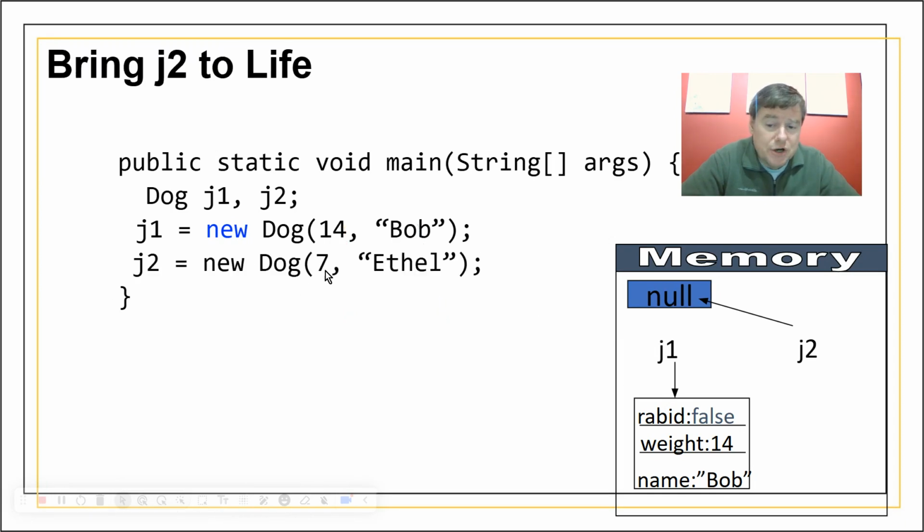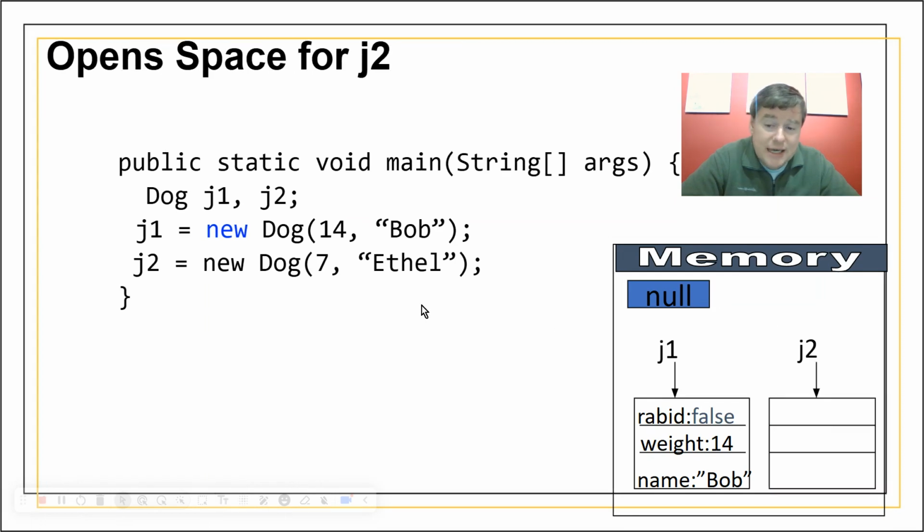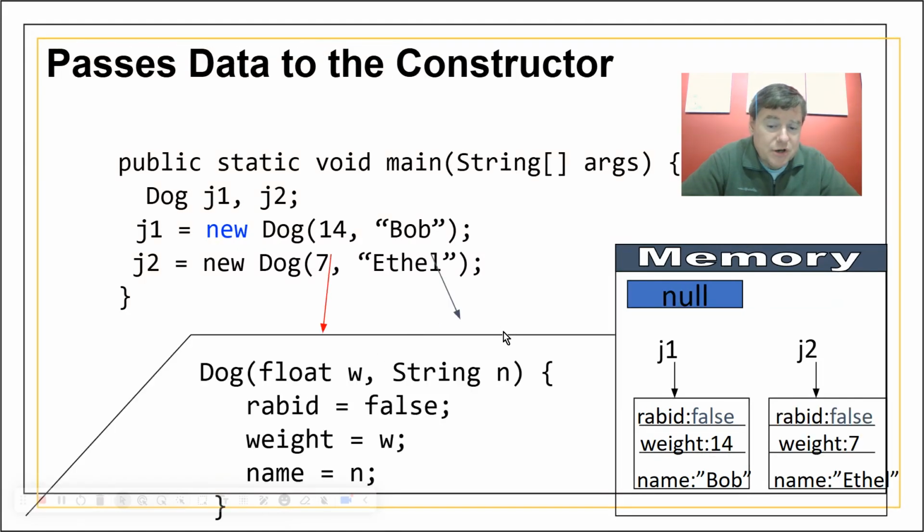J2 equals new dog, and this time we're going to pass it 7 and Ethel. Ethel is a terrible name for a dog, but we're going with it. Alright, so again, we're calling the same constructor because it has the same parameters, a float and then a string. And again, as soon as this starts happening, J2 is given a new block of memory, the constructor is called, the values are passed down, and all of the details are filled into J2.